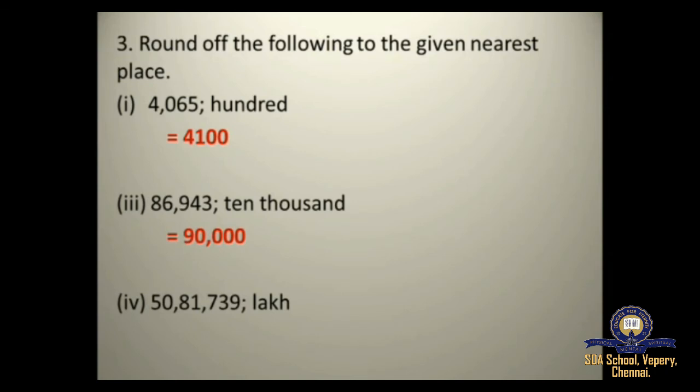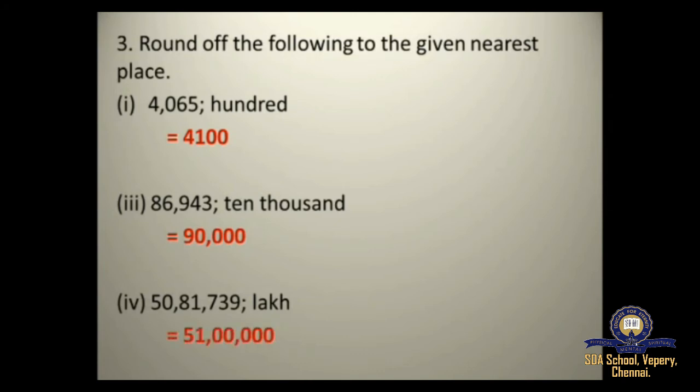50,81,739, and you're going to round off to the lakhs place. So what is the lakhs place in this question? It is 0, right? See the number to the right of 0, that is 8, which is greater than 5. So you'll be rounding it off. So add 1 to the lakhs place and you'll be writing it as 51 lakhs.